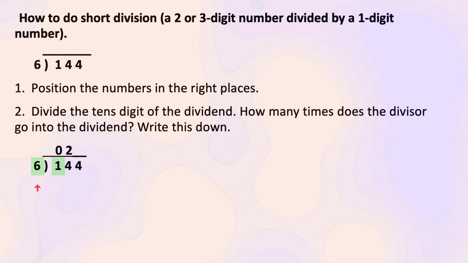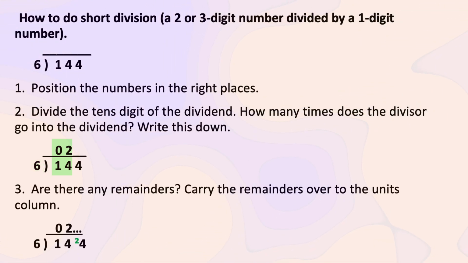How many times does the divisor go into the dividend? Write this down. In this case, 6 doesn't go into 1, so we join 1 to 4 to make 14. 6 does go into 14, it goes in twice.